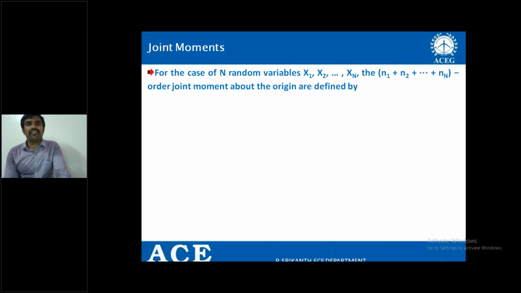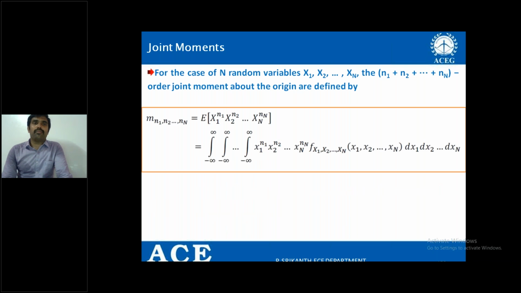For the case of n random variables, how can I find the joint moments about the origin? If I take the random variables from x1 to xn, then the n1 plus n2 plus n3 up to nth order moment can be represented as expectation of x1 power n1, x2 power n2, and up to xn power nn, where n1 to nn are integer values.